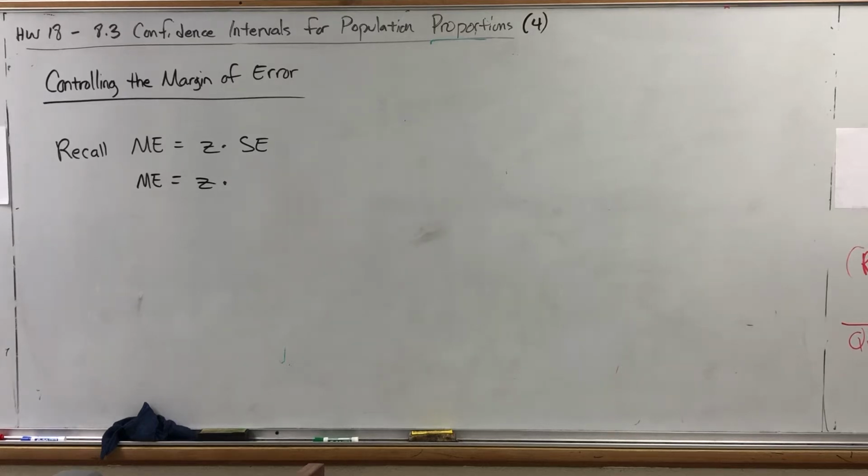Homework 18, section 8.3, confidence intervals for population proportions, video 4. I think this will actually be the final video.